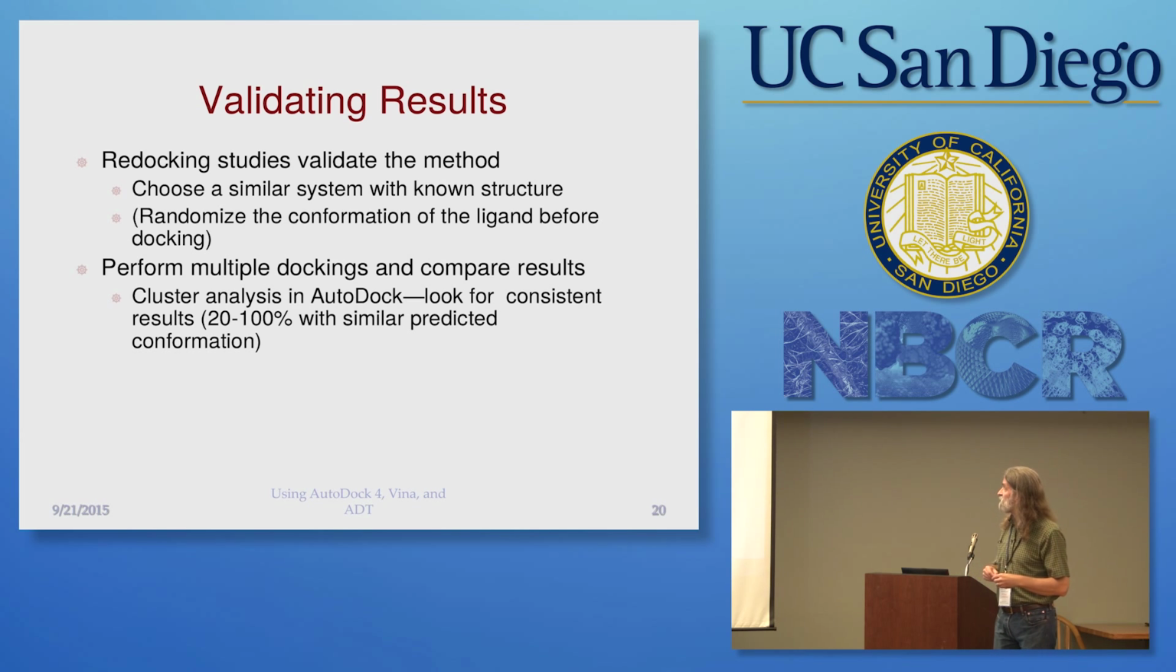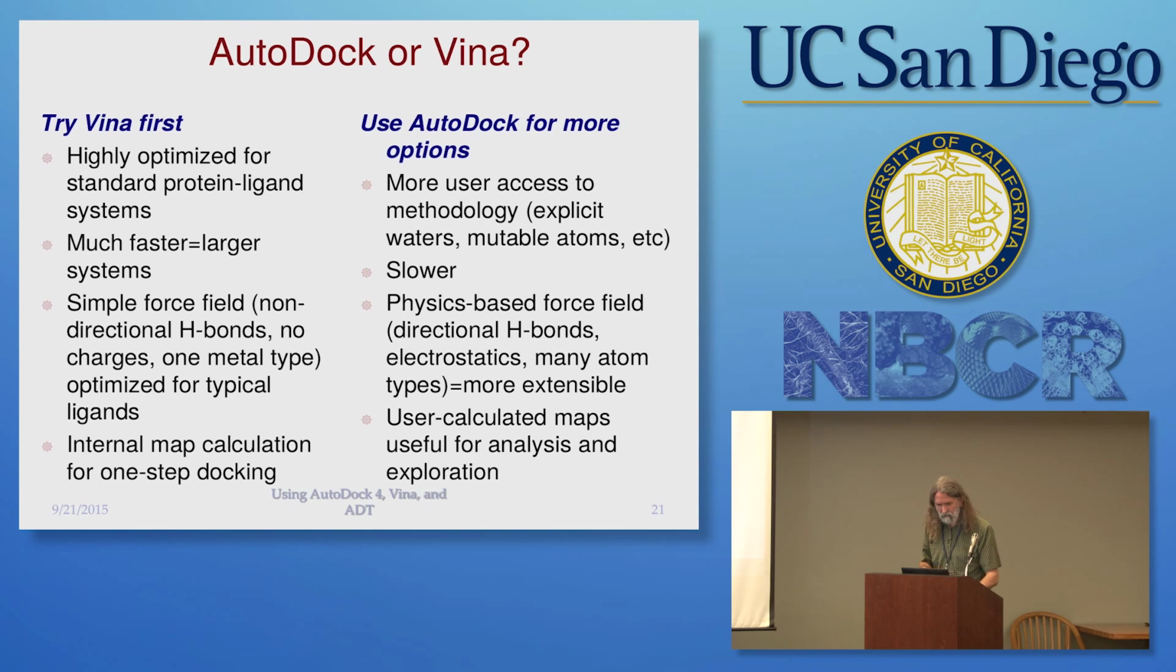Another thing you can do is to perform these dockings multiple times, 10 times, 100 times, and see whether you get a consistent result across those. If you're getting 100 different answers, probably not searching exhaustively enough. If you get 20% of them all coming up with the same conformation, you're probably close to the optimal.